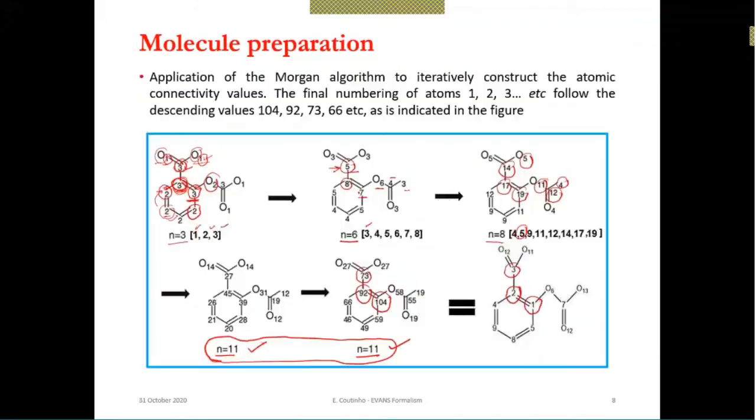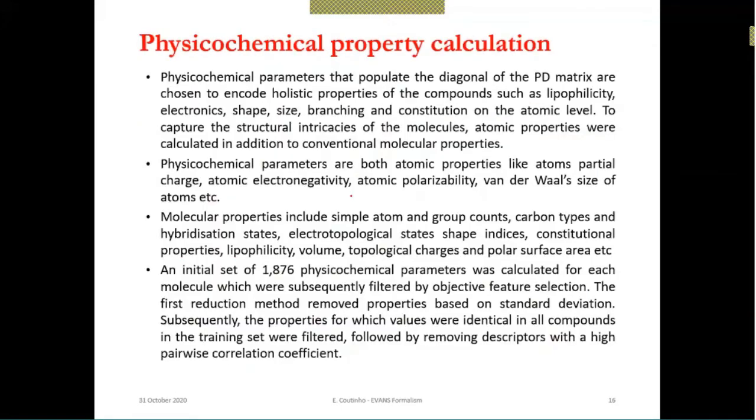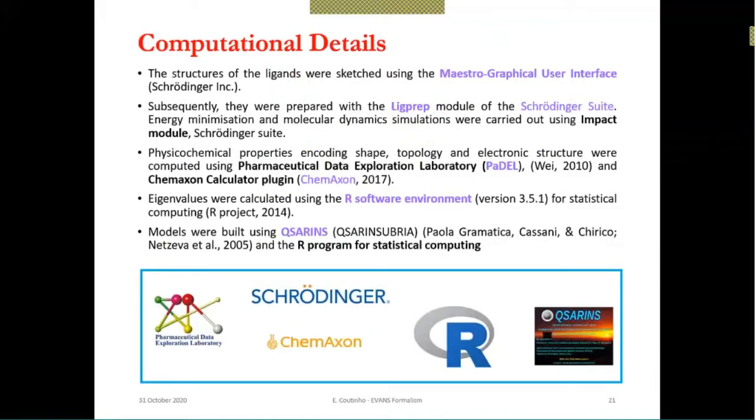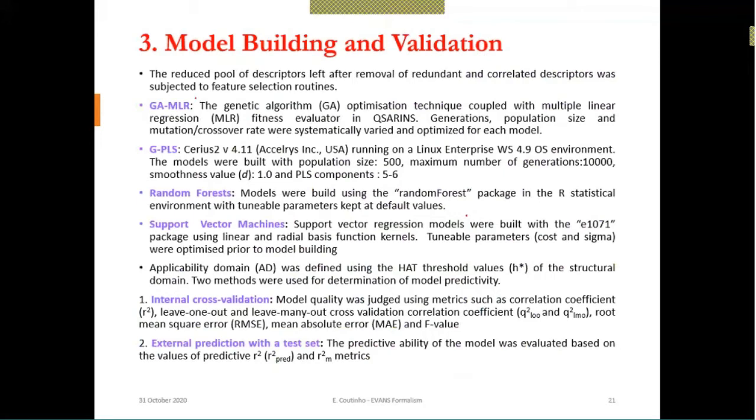So what are the chemometric methods that we use in order to correlate the eigenvalues to the biological endpoints? Basically we use QSAR-INS, or we use the R software environment, in order to build these models for pharmacodynamics, pharmacokinetics, and toxicity. More specifically, we use chemometric methods like GA-MLR, or genetic algorithms with PLS. We replace MLR with partial least squares so that we can do non-linear modeling, while MLR will only do linear modeling. For non-linear modeling, we use GPLS.